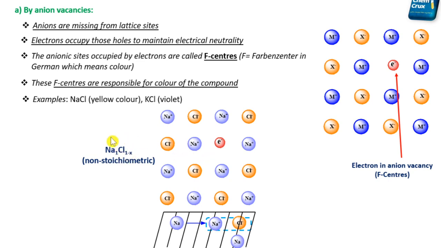So we can say the positive ion or the metal ion is in excess. That is why it is a metal excess defect. And as you can see, the stoichiometry, that is 1:1, is not maintained. So this is a non-stoichiometric type of defect, right?